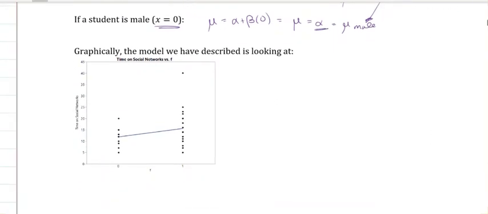Graphically, based on our sample data that's in the data set, we want to know, is this a flat line? Or is the line not flat? If it's a flat line, then beta equals 0 in the population. If it's not a flat line, then beta is not equal 0. That means there is a difference in the means.